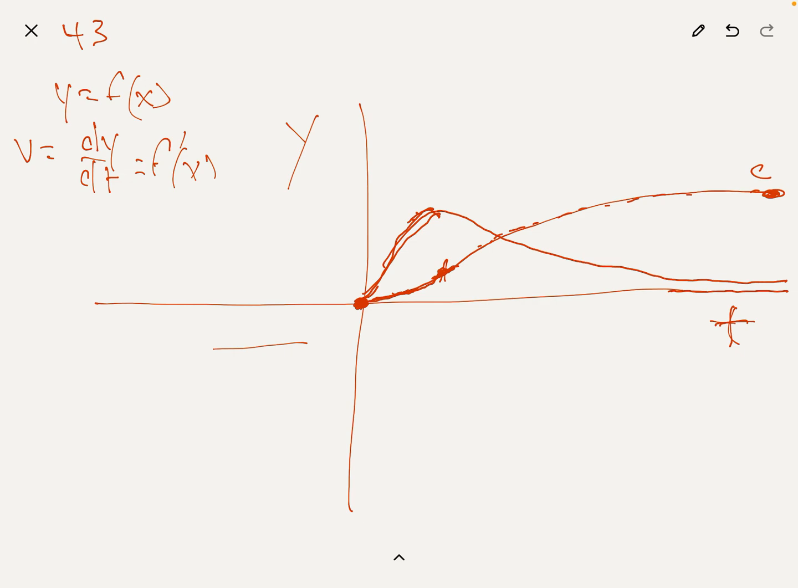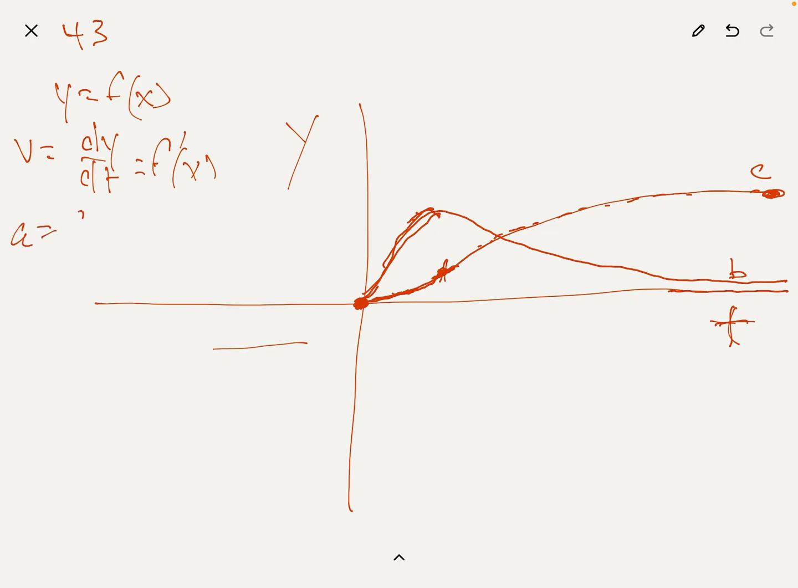Okay, what does that look like? Well, that looks like the graph B. And again, my scale is not very good here, but close enough. We can say B certainly looks like the velocity.